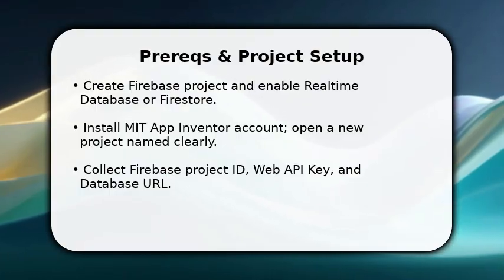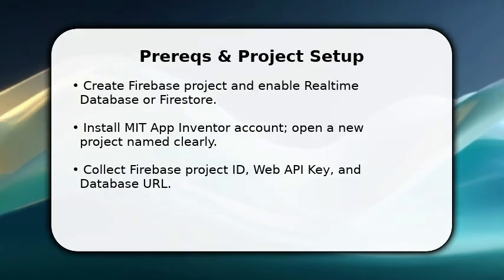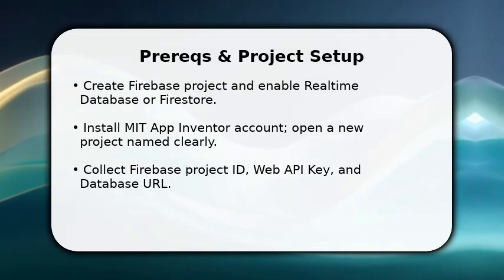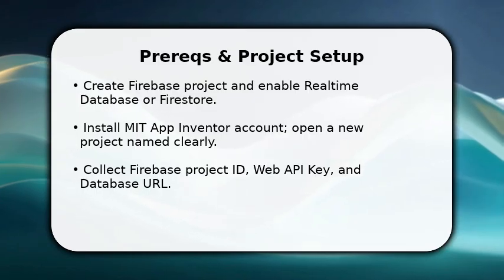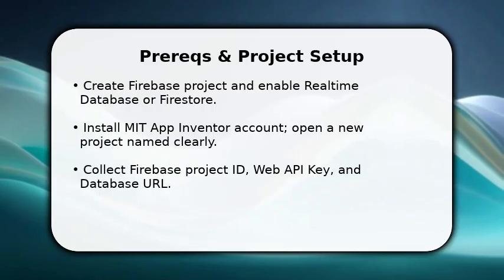You begin by preparing both sides, Firebase and App Inventor. Sign into Firebase, create a project, and enable real-time database, or Firestore if you prefer structured queries. Once done, get the project ID, web API key, and database URL. You'll need those exact strings.